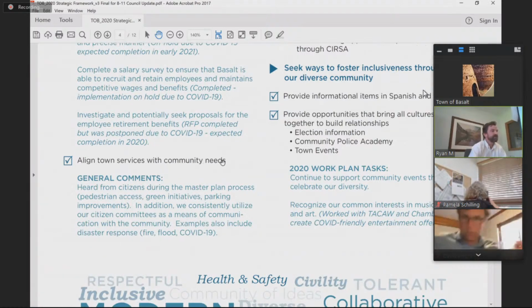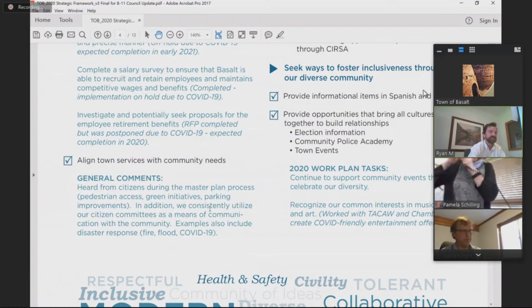The second here from the original strategic plan tasks is aligning town services with community needs. And so, how we do that and how we continue to refine over time is, certainly the master plan process played into that, where we heard of different projects that might have been pedestrian related, green initiatives, parking improvements, things of that nature. We also use our citizen committees for that, and they bring forward ideas and projects that they're hearing from their community members and through their experience.